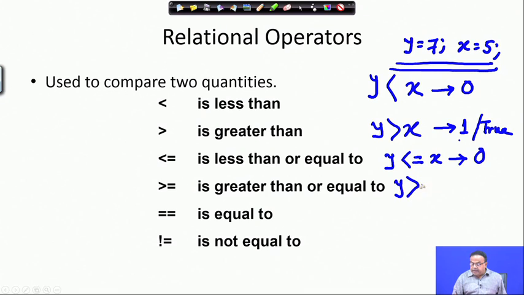Y greater than or equal to x? What would have happened? Y is greater than x, not equal to x. Therefore, it immediately becomes true.